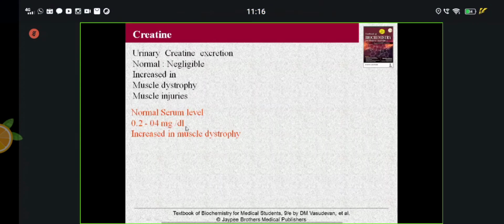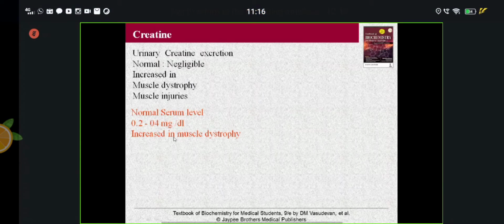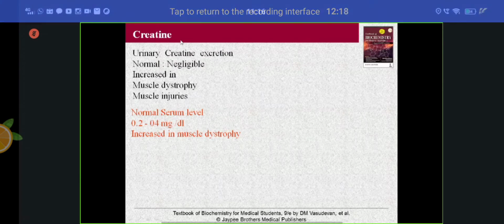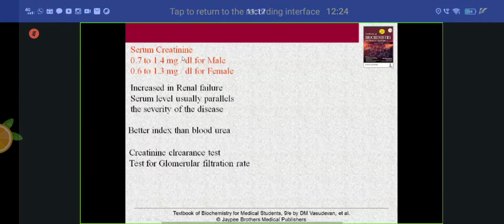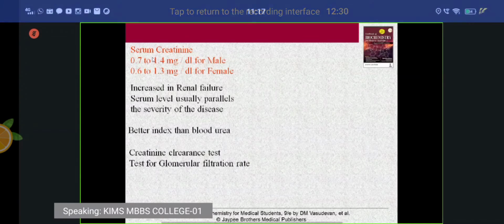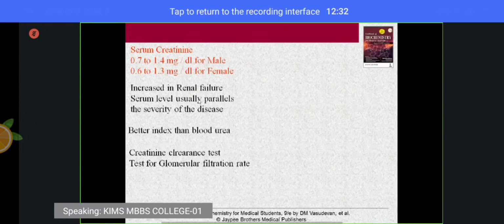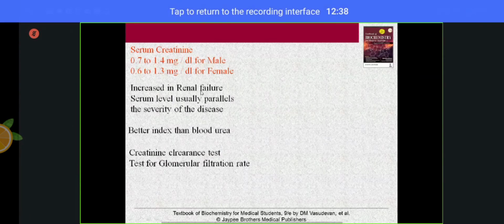milligrams per deciliter. But whenever a person with muscular dystrophy presents to us, and you estimate the creatine, the values will be high. So that is the importance. Coming to creatinine, it is involved in renal failure. Please try to follow: creatine is elevated, or we are concerned with it, in muscle disorders.